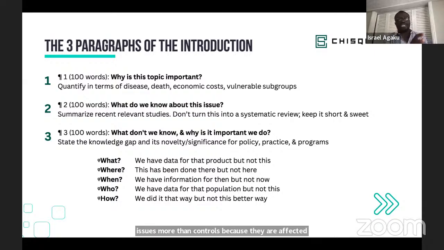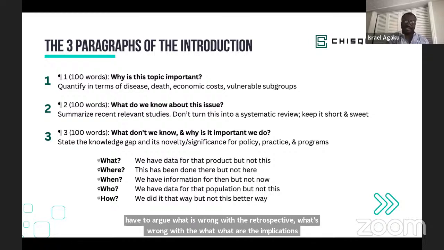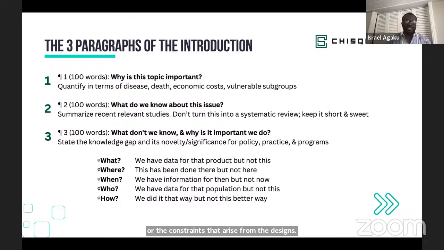So it's not enough to just say they did retrospective and we are going to do a prospective. You have to argue what is wrong with the retrospective, what are the implications or the constraints that arise from the design, and what does your own design address. Now, take note, it says they did it this way, but we're doing it this better way. You cannot go downhill. If previous studies were a better design, you can't say, oh, here I'm going to offer a worse design, because nobody has done it worse than this. No. It has to be a better way.